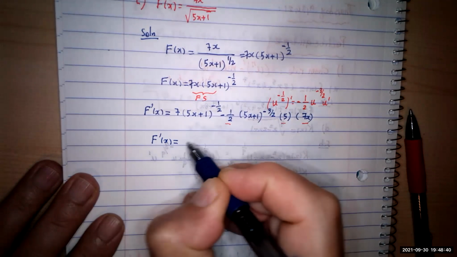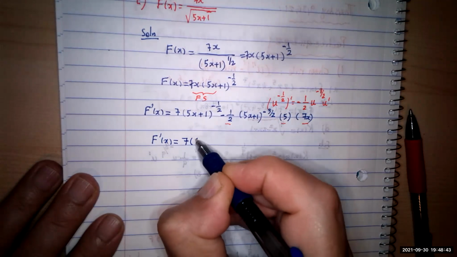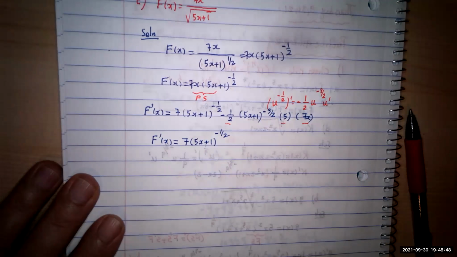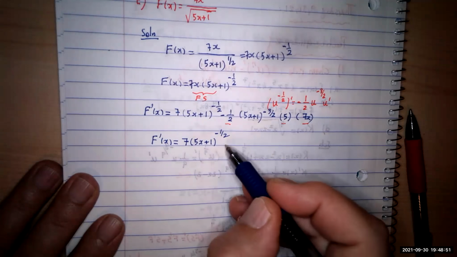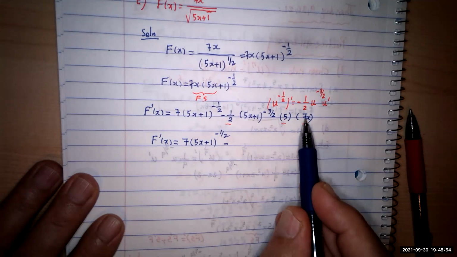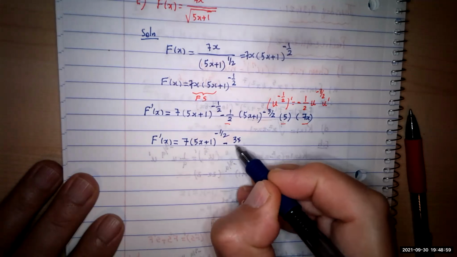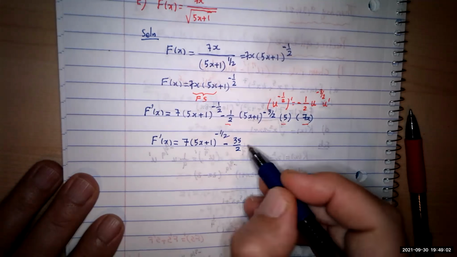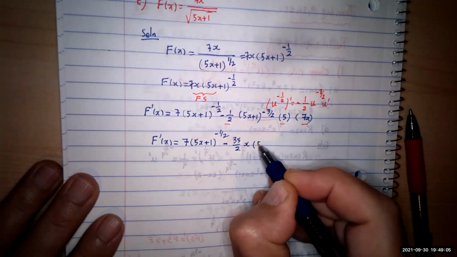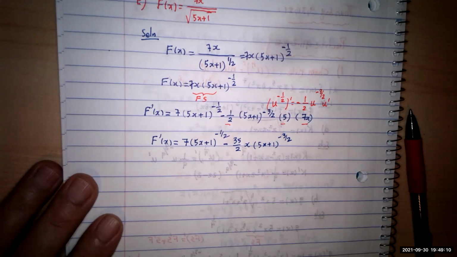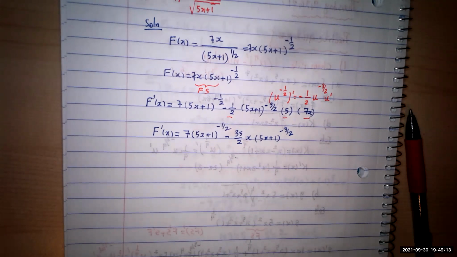F prime of x equal to 7 times what? 5x plus 1 to the negative half. Okay, and for the rest, the sign is going to be negative. And as we talk about it, 7 times 5, 35. 35 times 1 would be 35. It is 35 half x times 5x plus 1 to the negative 3 half. That would be the final answer, or the best form to write your final answer. Any question?